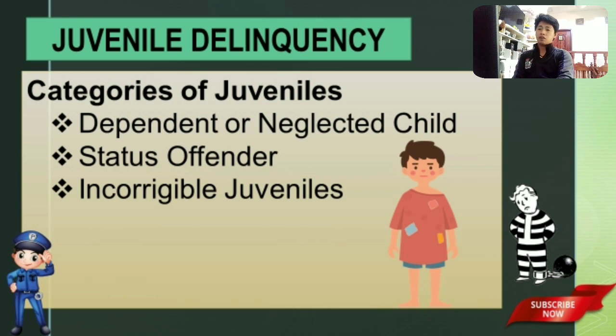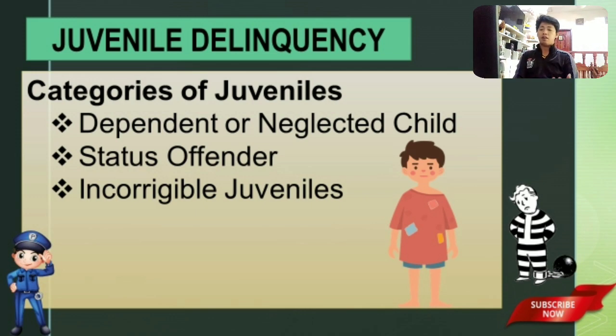Dependent or neglected child. Ito yung mga, kumbaga is, they are living on their own. They don't depend on the support of their parent anymore kasi nga pinabayaan na sila. Rather, they depend on the support of the government for their living. Like for example, they are in the custody of the DSWD, so they are dependent, or neglected child.